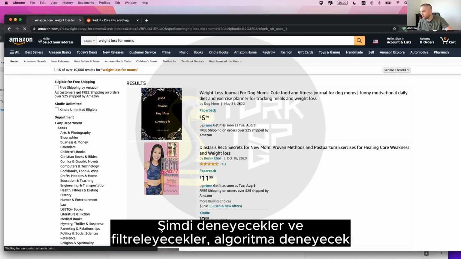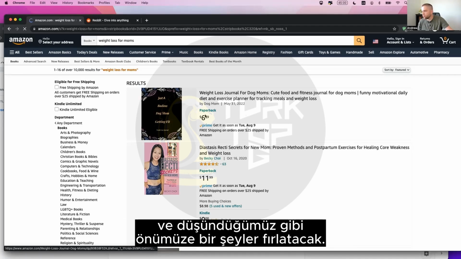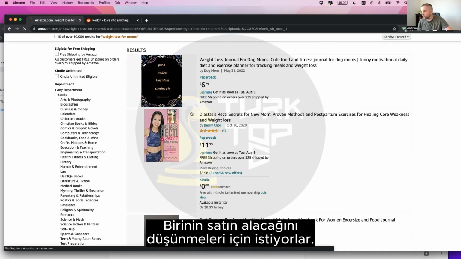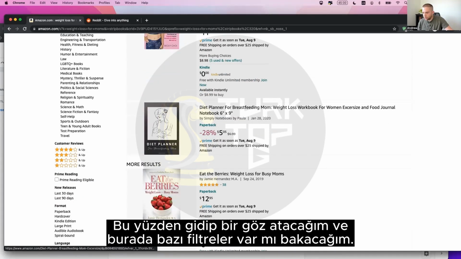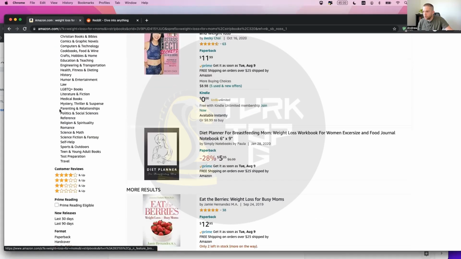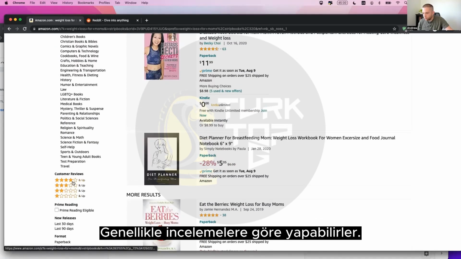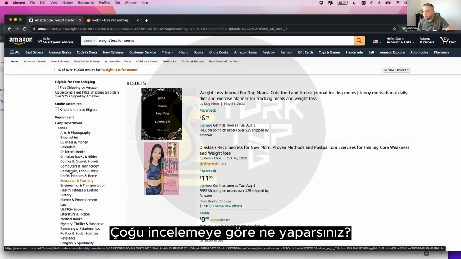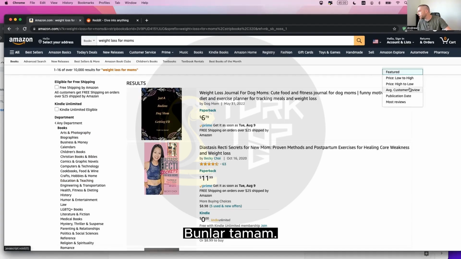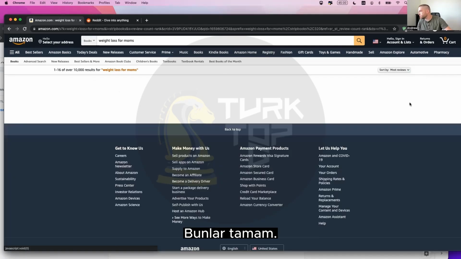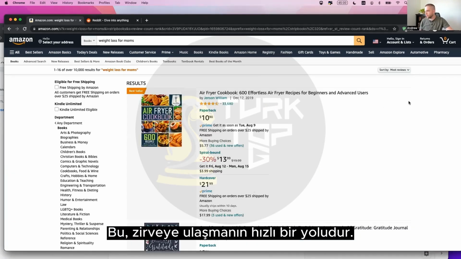Now the algorithm is going to try and throw things in front of us that we think they want, so that they think someone will buy. So I'm going to take a look to see if there are some filters here. Usually you can do it by reviews. So we're going to sort by most reviews. So this is a quick way to get the top ones, right?